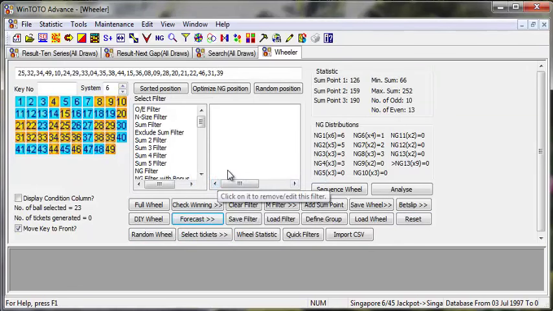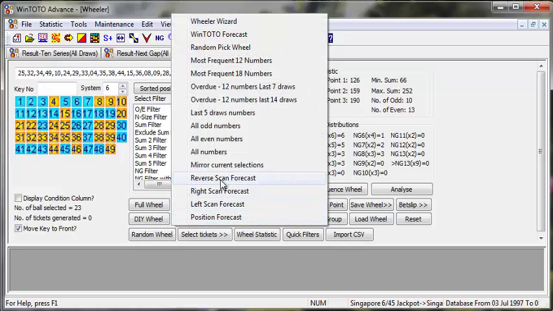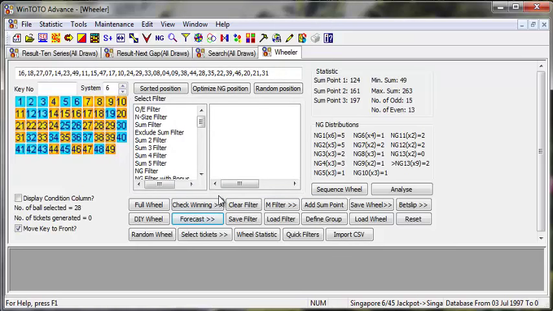So let's take a look at close here. So among here, alright, if you want to know all the various forecasts, I will show you one by one. Alright, this one is using the reverse scan, these are the numbers for the reverse scan.